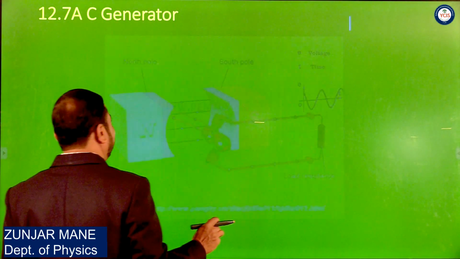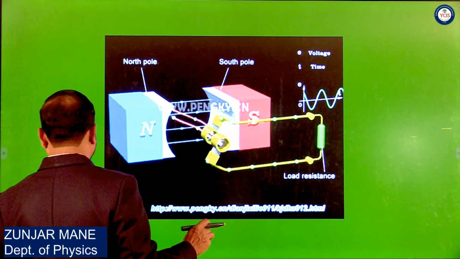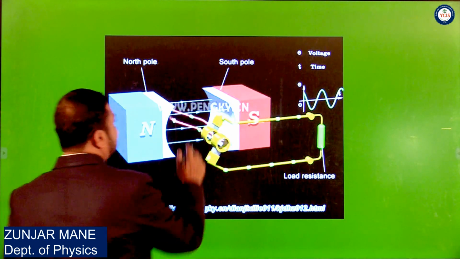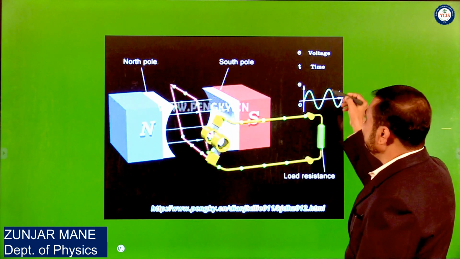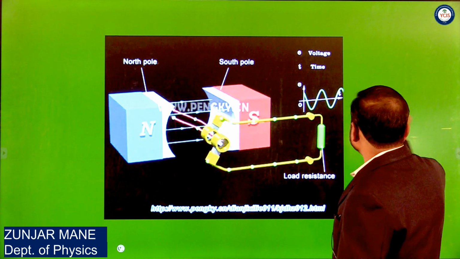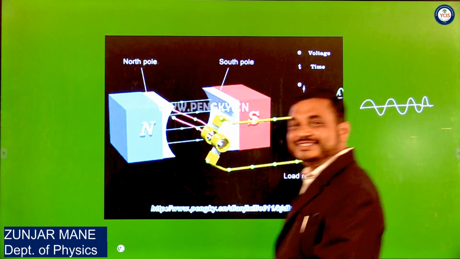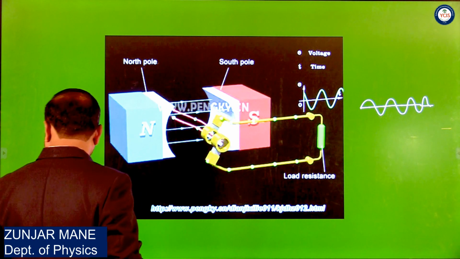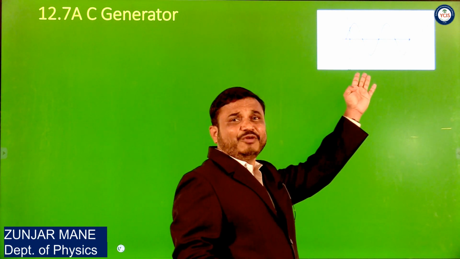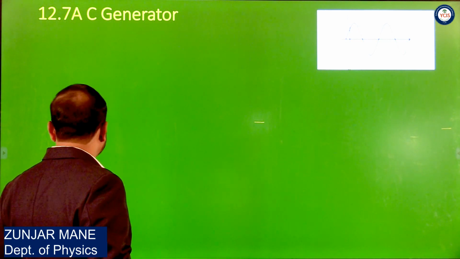You see that again. As the coil rotates, the EMF is generated as a sine function. This is the nature of the induced EMF produced in the generator, in the form of a sinusoidal function. This is the waveform of the induced EMF generated in the AC generator.